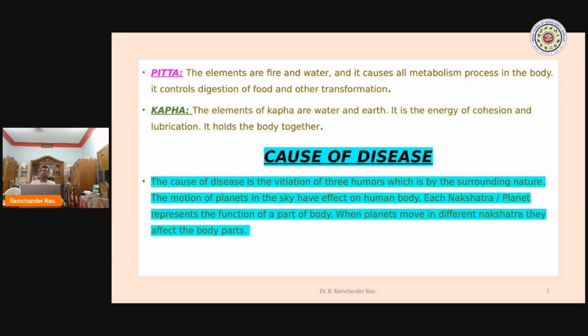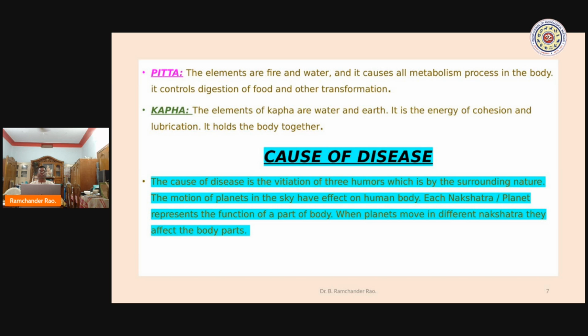The cause of the disease is the vitiation of three humors, which is caused by the surrounding nature. The surrounding nature may depend on the motion of the planets in the sky, which have an effect on the human body. The planets in the sky have an effect on us. Each nakshatra and planet represents the function of a part of the body. The function in each nakshatra and the planet together perform whatever function there is in the body.